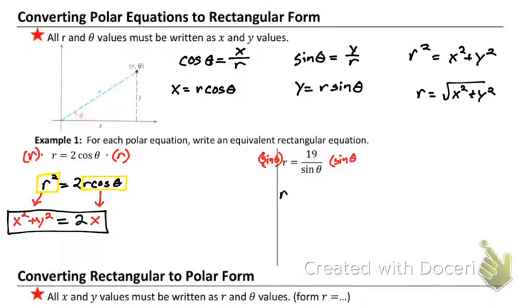And that's going to give me r times sine theta equals 19, because sine theta over sine theta turns to 1. Well, r sine of theta just equals y, so we're just going to have y equals 19. So going from polar to rectangular is really locating your r's and your thetas and using these general rules to get rid of them and turn them into x's and y's.